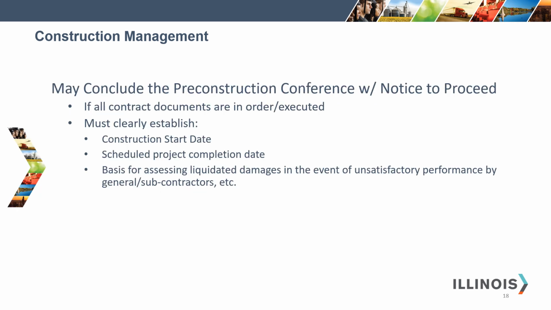Okay, the notice to proceed. If all contract documents are in order and executed, the notice to proceed may be issued at the conclusion of the pre-construction conference. It must clearly establish the construction start date, the scheduled project completion date, and the basis for assessing liquidated damages in the event of unsatisfactory performance by the general and subcontractors.